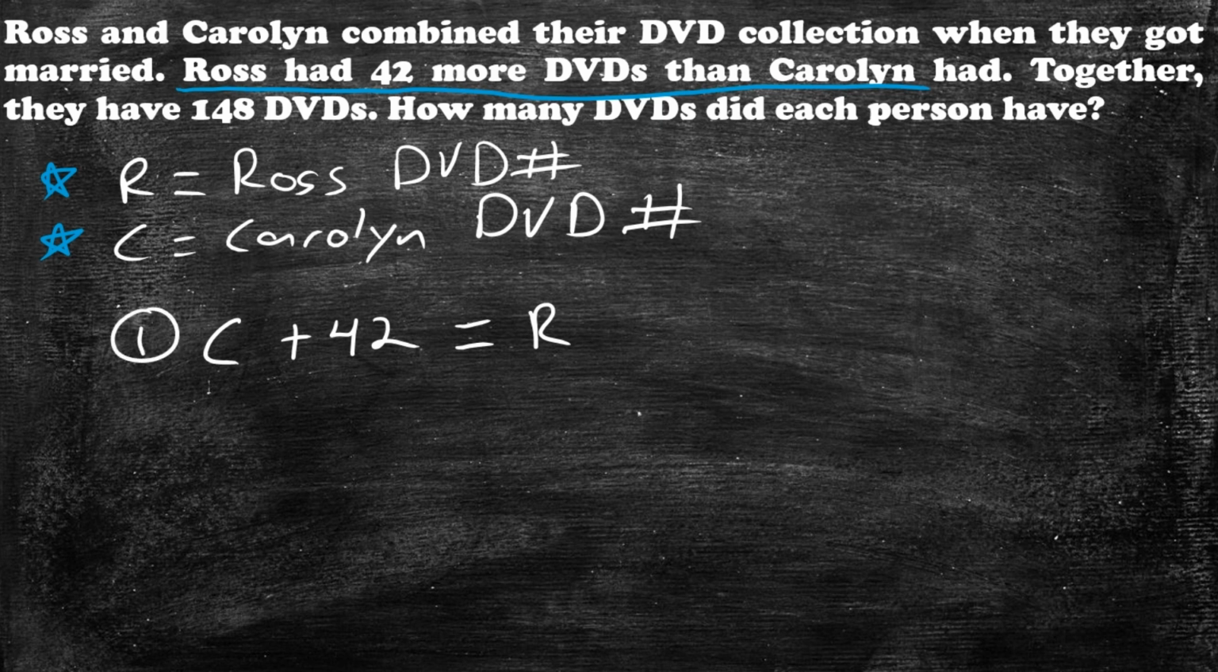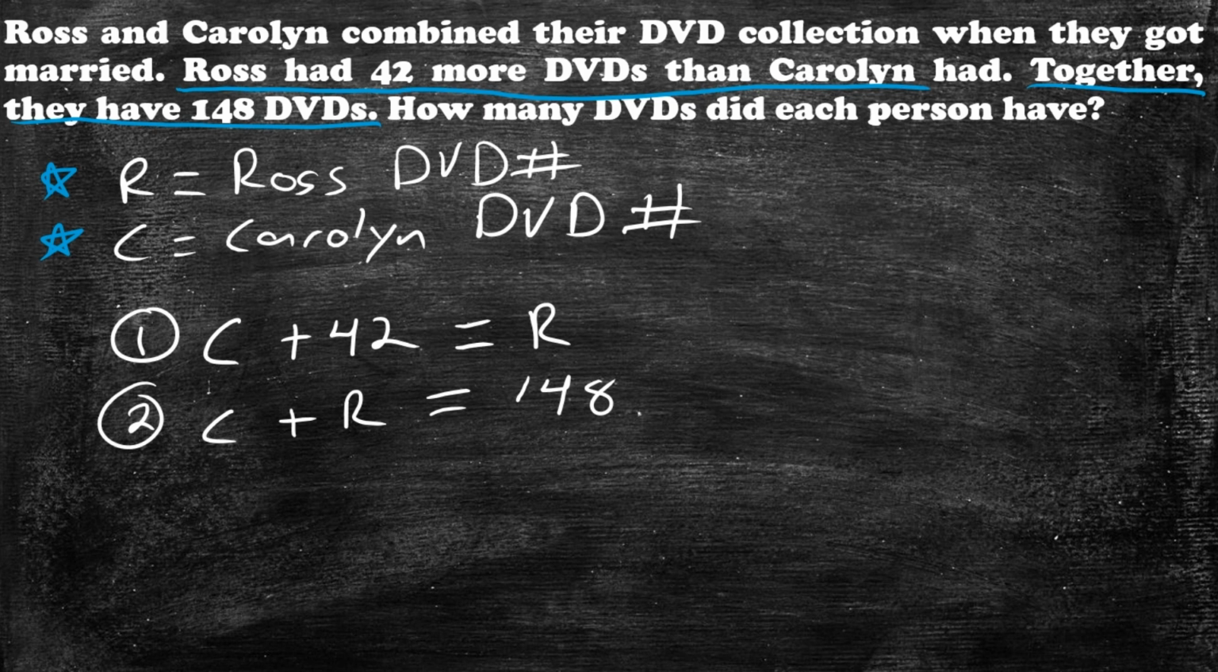Now, the second key piece of information they tell us is that together they have 148 DVDs. What that means is that if you add Carolyn's plus Ross's DVDs together, it's going to equal 148. And that is going to be our second equation. So all we've got to do from here is solve the system. You can use either the substitution method or the addition method. I like using the addition method more.